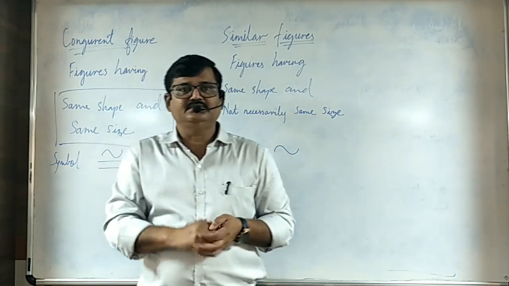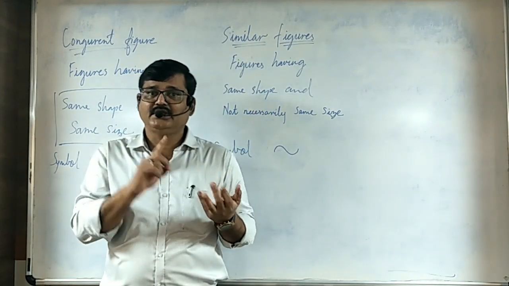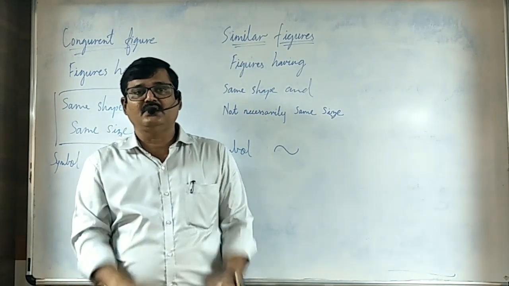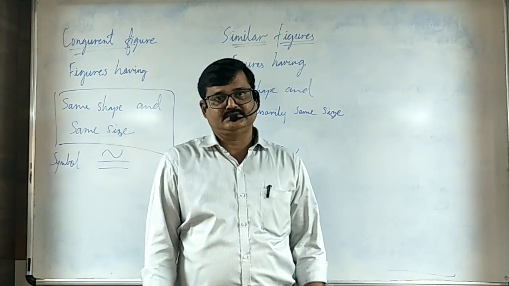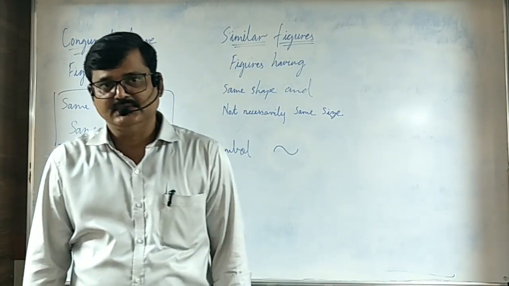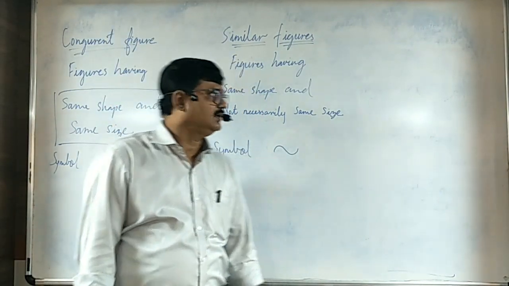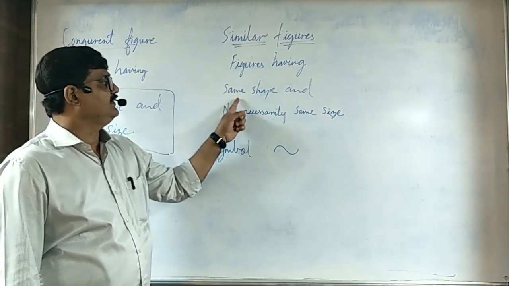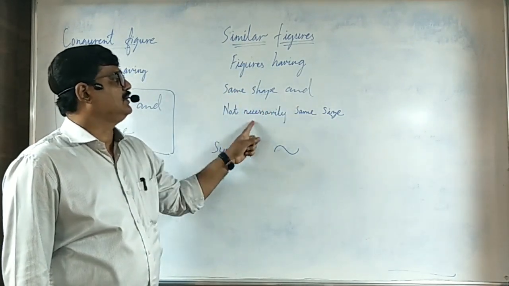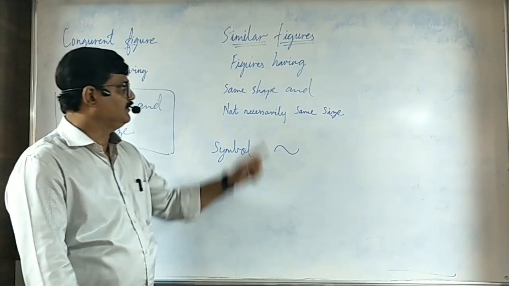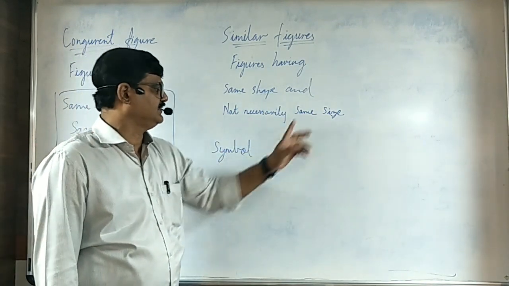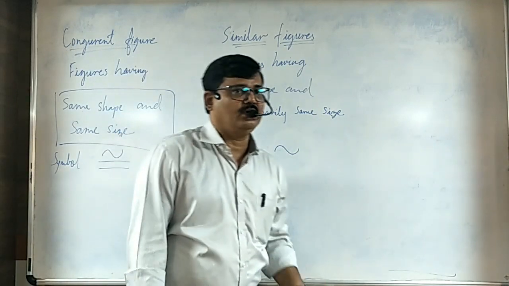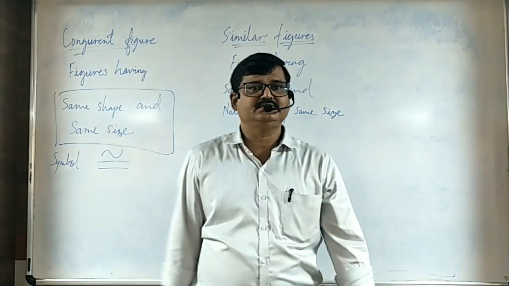So figures having the same size and same shape are called congruent figures. What are they called? Congruent figures. Now, what about similar figures? Let's see about similar figures. Figures having the same shape and not necessarily the same size. Such figures are called similar figures.